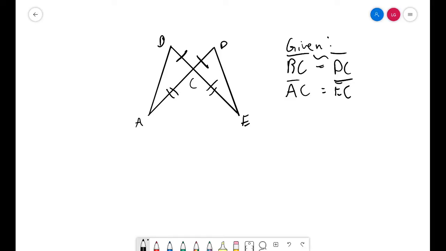So hopefully at this point you're seeing what we're talking about here. We're trying to prove that triangle ABC is congruent to triangle EDC.